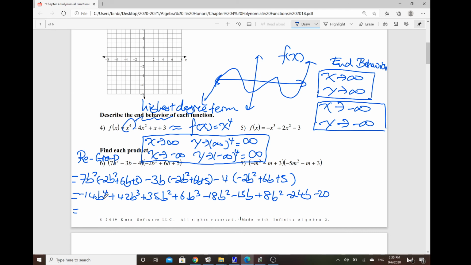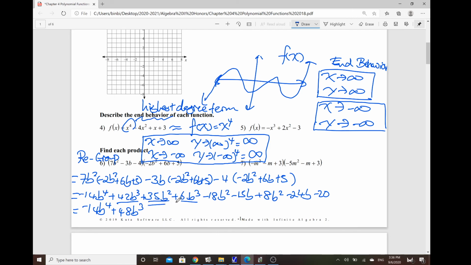And since there's only one term with b to the power of 4, just leave it. So negative 14b to the power of 4. Again, the way to rewrite it is always from the greatest power to the least. And now the next one, compare that to the ones with b to the power of 3. Underline them. So 42b to the power of 3 plus 6b to the power of 3, so 48b to the power of 3.